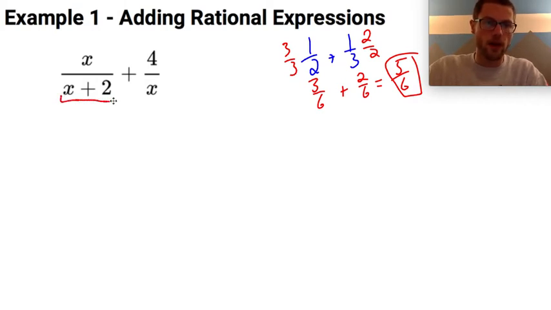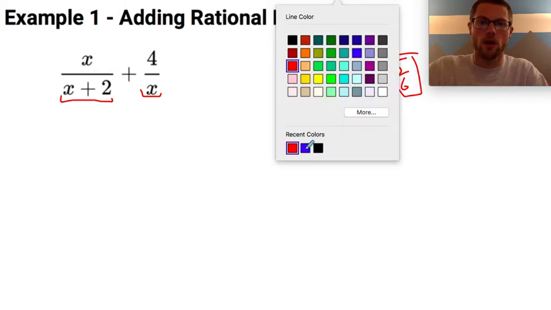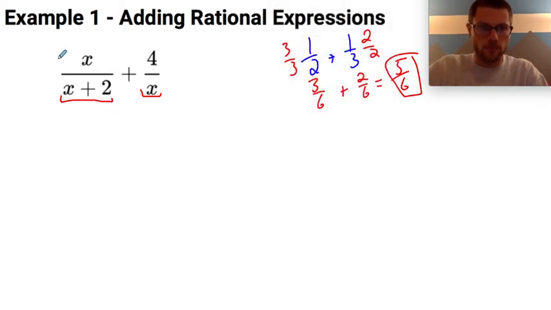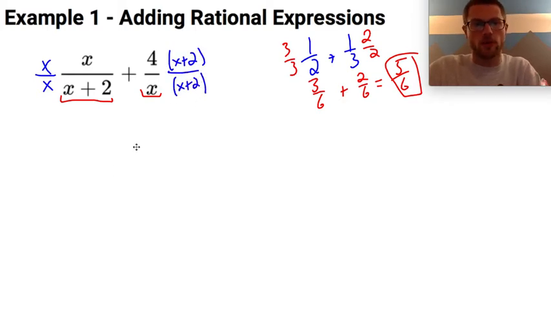I'm looking at the factors of the denominators in these two fractions. I've got an x plus 2 and I have an x. If I think about what the least common denominator is between those two, it's really just going to be the product of these two factors. So I'm going to multiply this first fraction by a form of 1, x over x. I'm going to multiply this second fraction by x plus 2 over x plus 2. And I'm multiplying by the quantity, so that's why I'm using parentheses here.